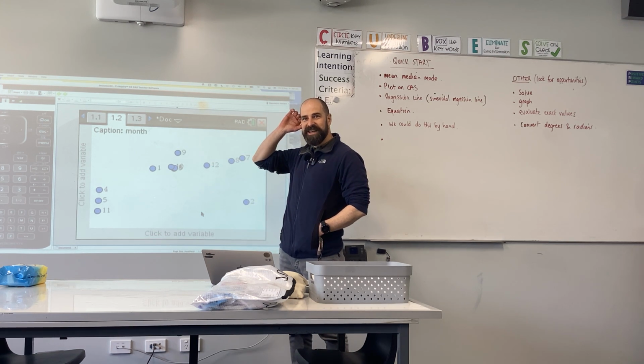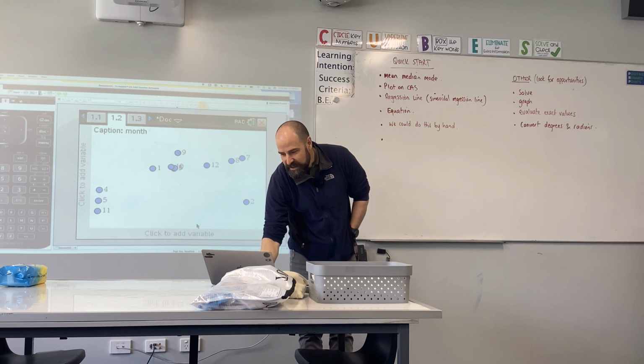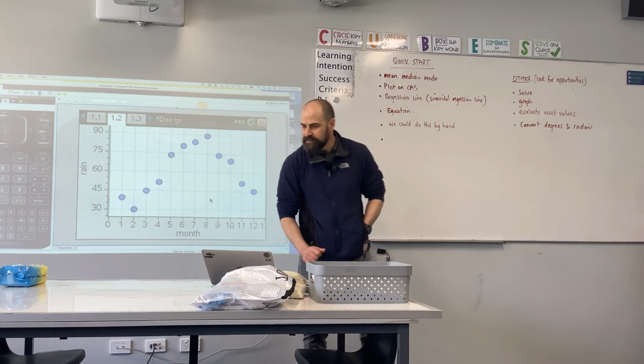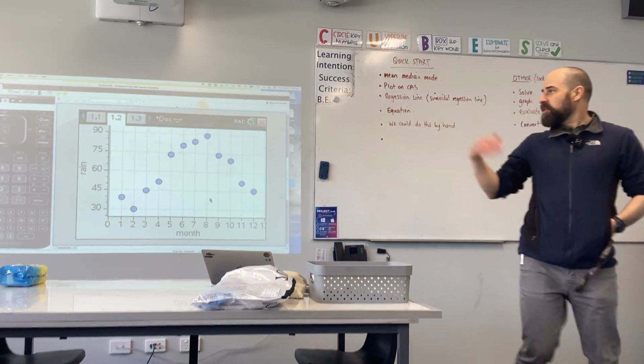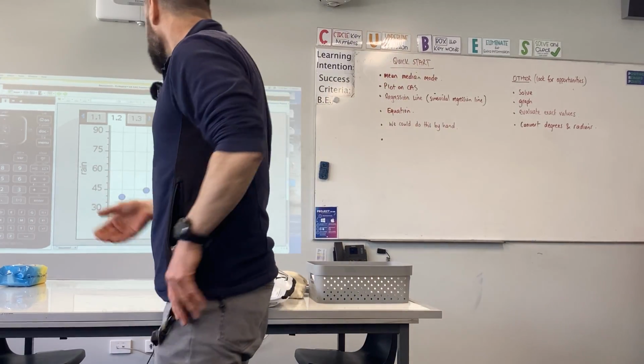Press home. Go to the little purple graph screen, graph one down the bottom. Yep, and it looks like that. Yep, and then you want to click to add your independent variable. So in this case, we want the month to be the independent variable, and we want the rain to be the dependent variable.